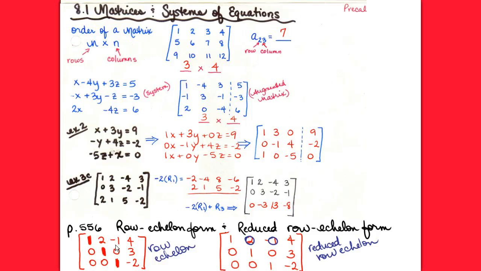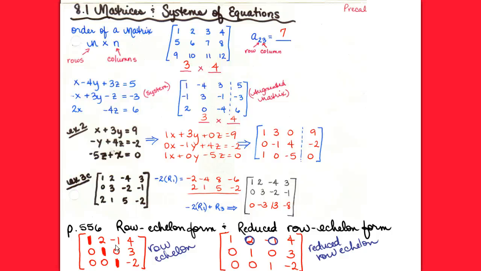So back in section 7.3, your textbook talked about something called Gaussian elimination with back substitution. The problem was, in order to do that, we needed to know elementary row operations, we needed to know matrices, and we needed to know row echelon form. And we hadn't learned any of that yet.